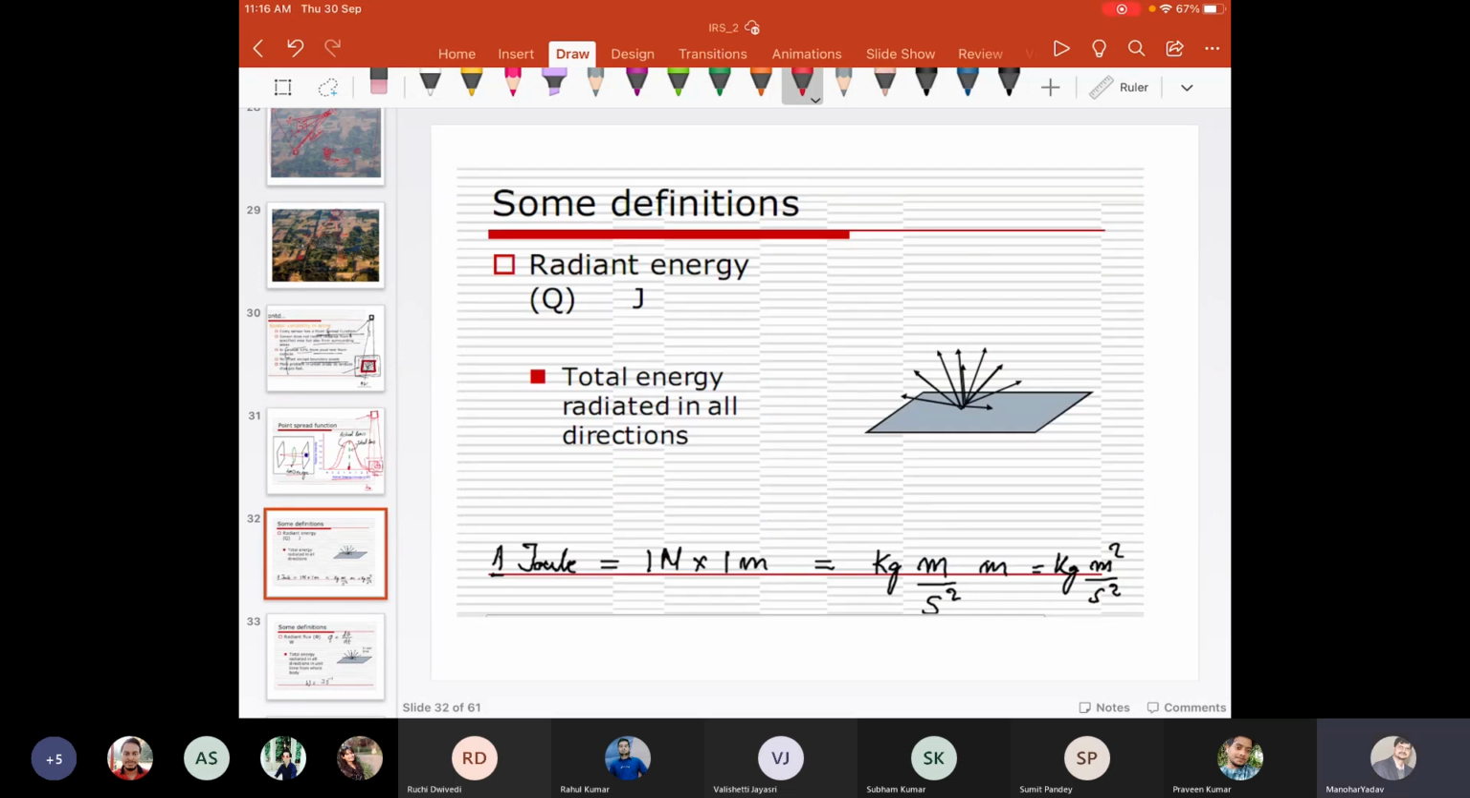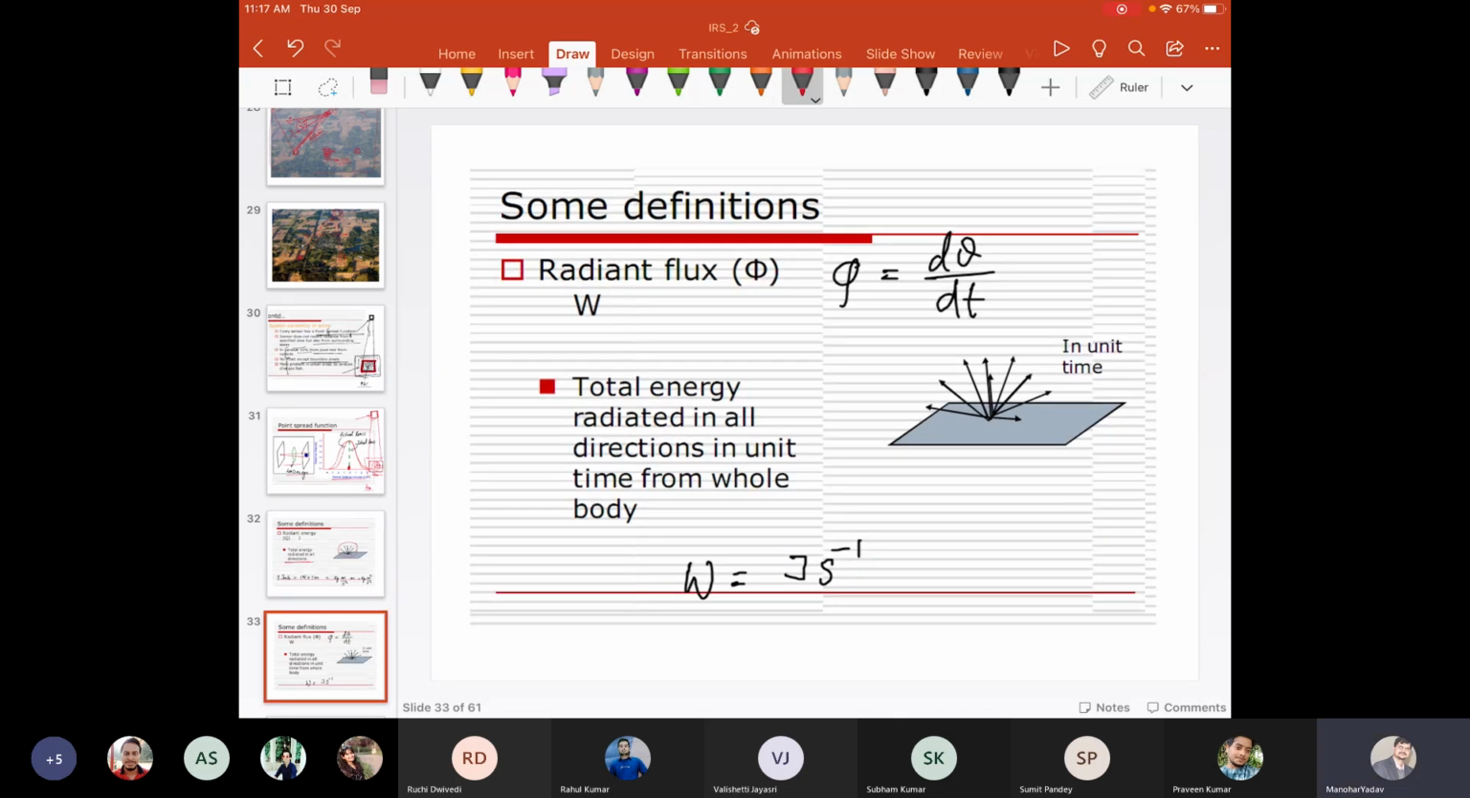In the third or fourth lecture, I suggested you go through these definitions. When we do the energy related analysis, you need to remember this terminology. What do we mean by radiant energy? It is the total energy radiated in all directions. All directions means a 360-degree solid angle, as shown over here.